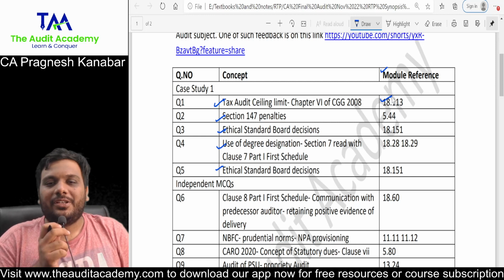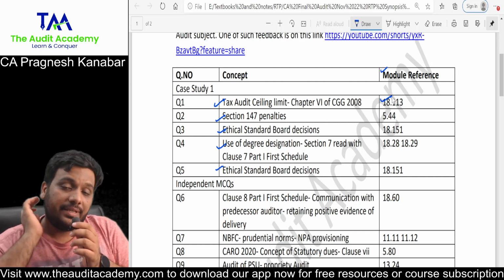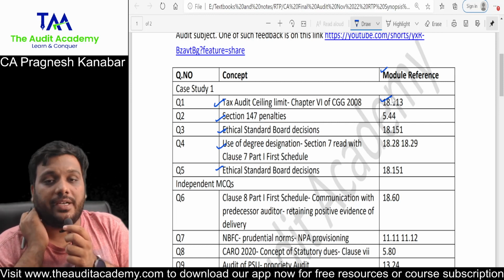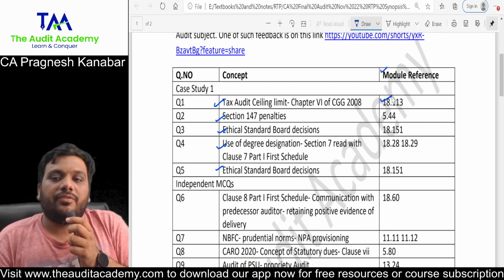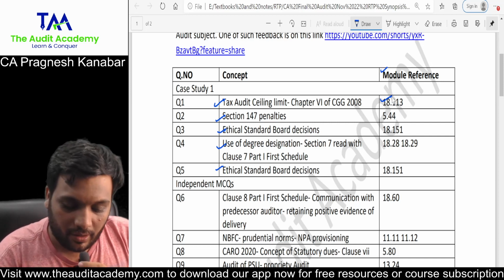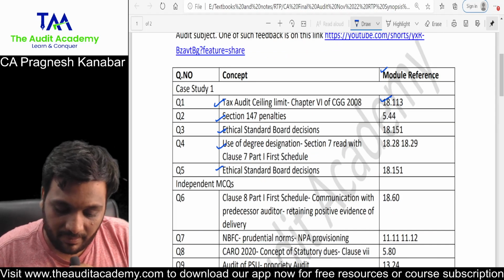All right. So you should go and read tax audit ceiling limit and also the ceiling limit on the number of companies that can be accepted. Very interesting discussions over there and lots of adjustments that can be asked. That is why I've given module references. I want you to glance through the whole concept over there.